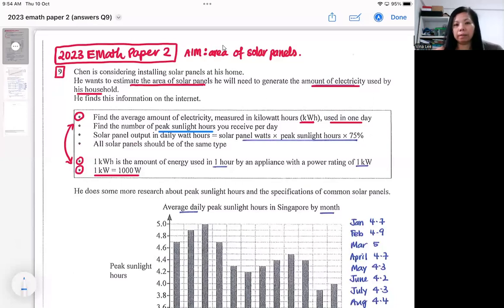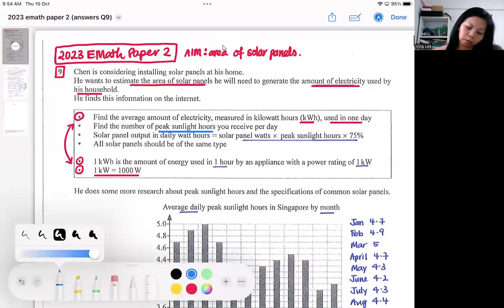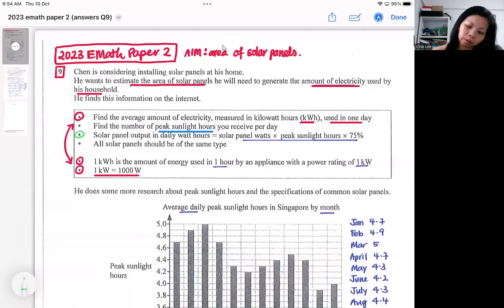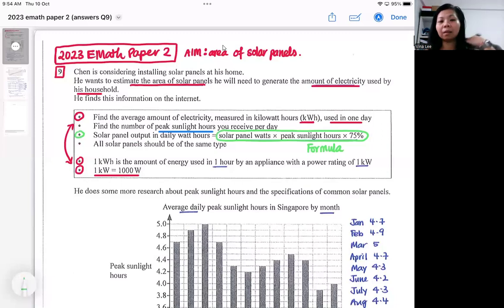Then another important piece of information will be the formula to calculate the solar panel output. This one is important. You need to rely on this formula to calculate how much energy your solar panel can give you. This is the formula for you to calculate how much energy your solar panel can give you in a day. It's a daily thing.